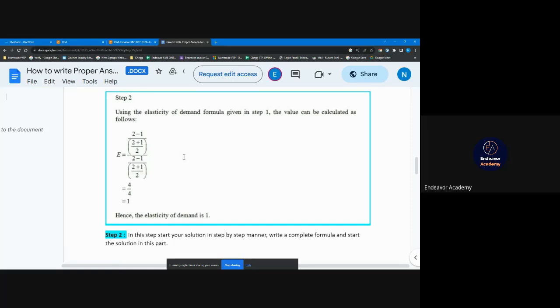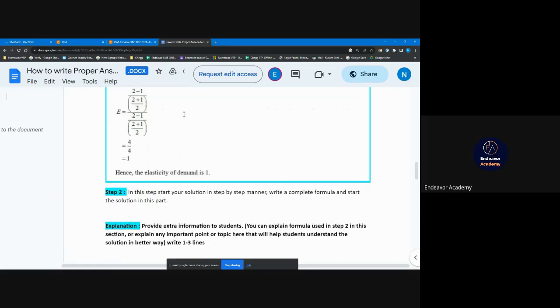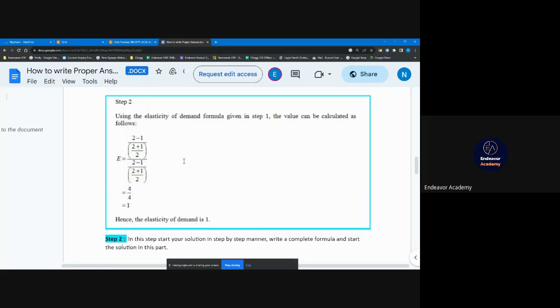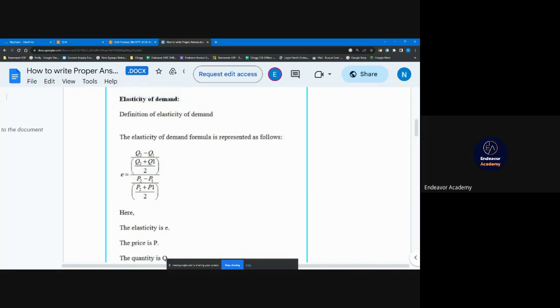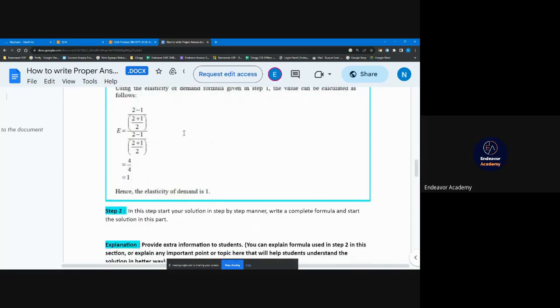One more thing we need to note is that whenever we use any kind of formula or equation, always provide a supporting statement. Like we have just found E equal to 1. So what does this E equal to 1 mean? We have to write that out in a line, like: hence the elasticity of demand is 1. This conclusion statement we have to provide after any calculation, saying what the value we found represents, in the text part. So this is the approach that we have to follow for step 1 and step 2.